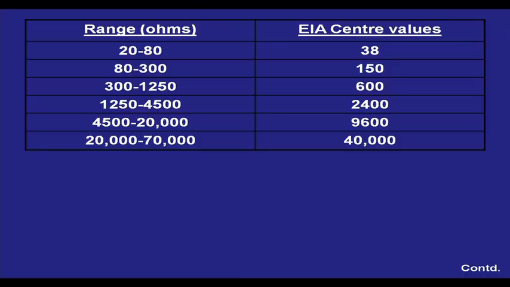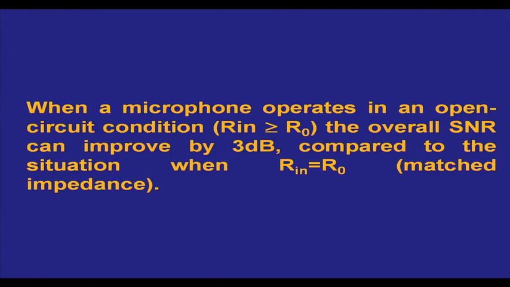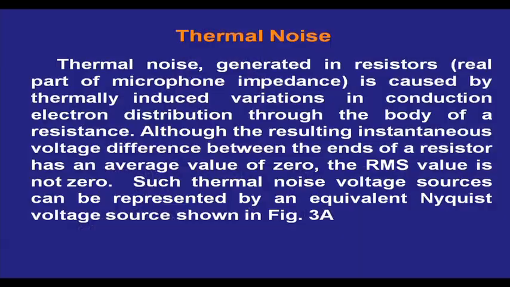Now, I come to the next condition, when a microphone is connected. The question I have raised here is that when a microphone operates in an open circuit condition, the overall SNR can be improved by 3 dB compared to the situation when Rin and R0 are matched. Okay. Now, if a microphone is connected to a preamplifier, there will be thermal noise.